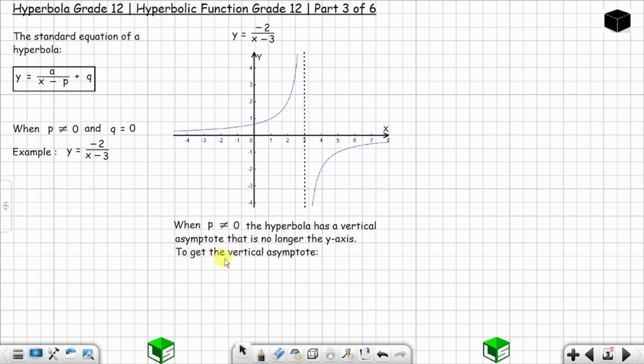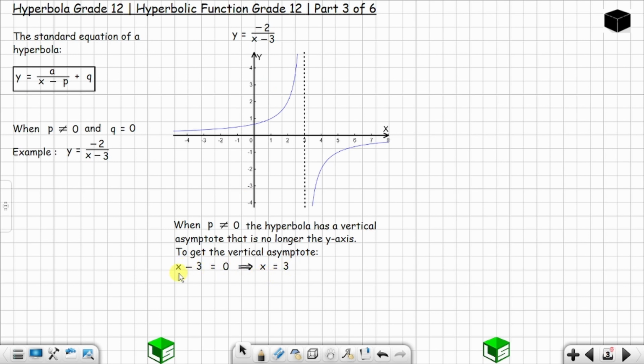We are going to see how to get it. To get the vertical asymptote, you take what you have in the denominator, x minus 3. You equate it to 0 and solve for x. In this case, x is equal to 3, when you take negative 3 to the right. So the vertical asymptote is at x is equal to 3. This is how you get the vertical asymptote. Always take what you have in the denominator, equate it to 0 and solve for x.